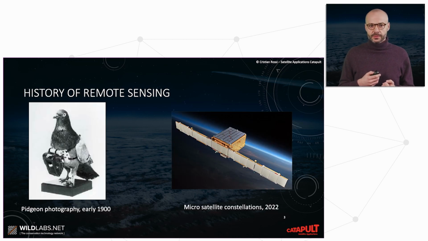A bit of history of remote sensing. Remote sensing started a really long time ago, in the early 1900s, with pigeons. If I remember well, in the US, pigeons were used to monitor cities and to capture the urban landscape with cameras attached to them. From pigeons, we moved to satellite constellations nowadays, and there are so many micro satellite constellations up there. So there is a clear technological evolution.